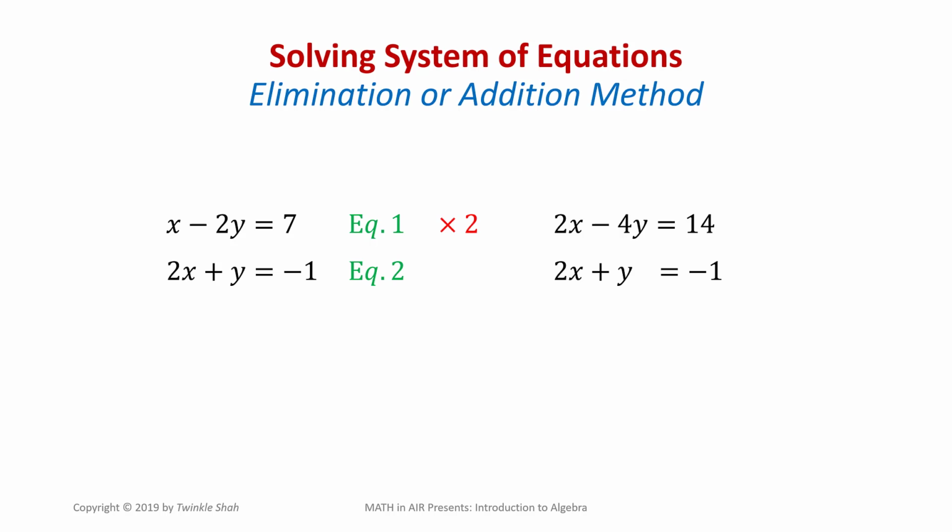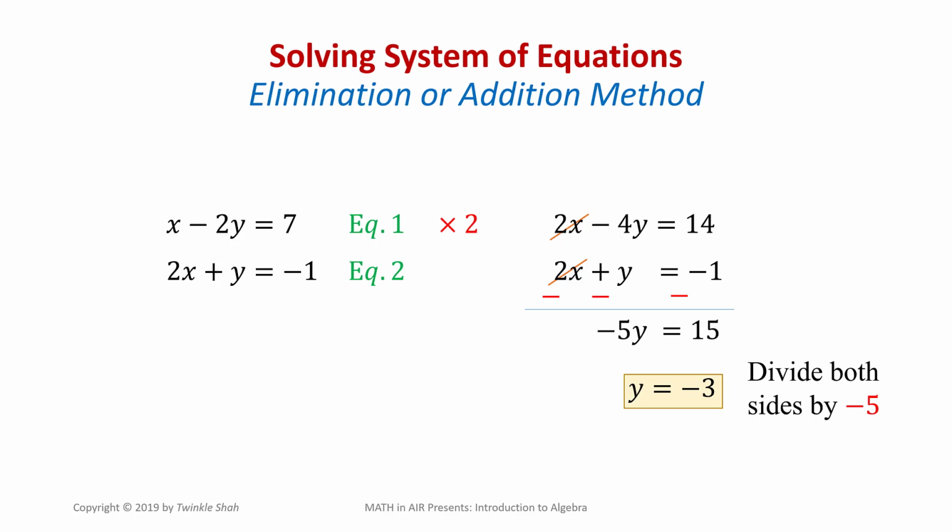Now subtract these two equations. Here positive 2x and negative 2x cancel out themselves. Therefore we have negative 5y is equal to 15. To find the variable y, we can divide by negative 5 on both sides of this equation. Therefore we get y is equal to negative 3.